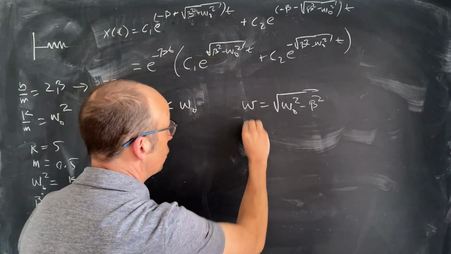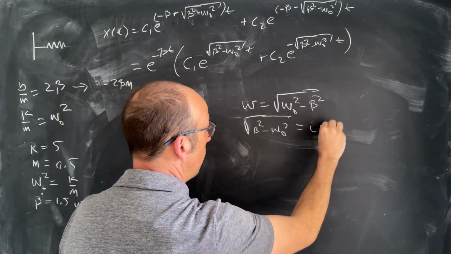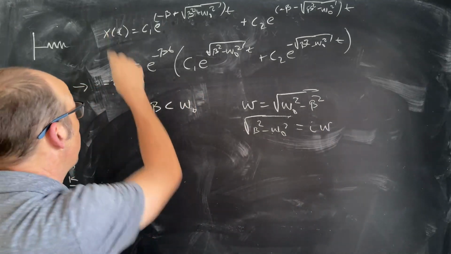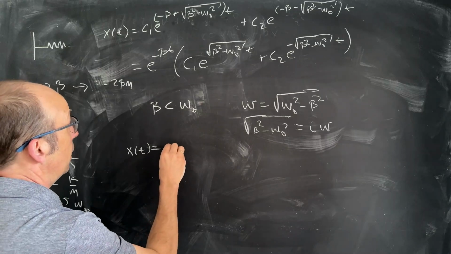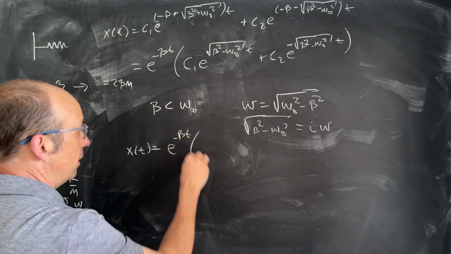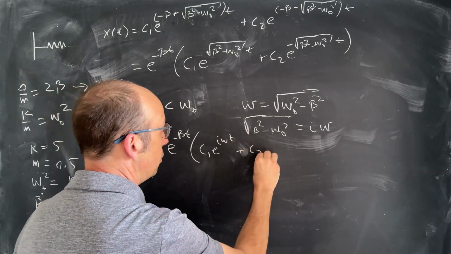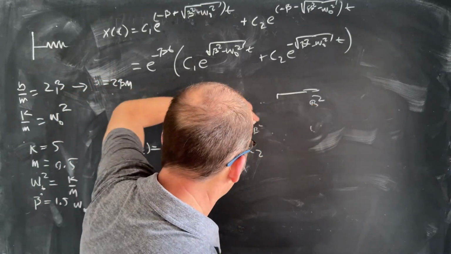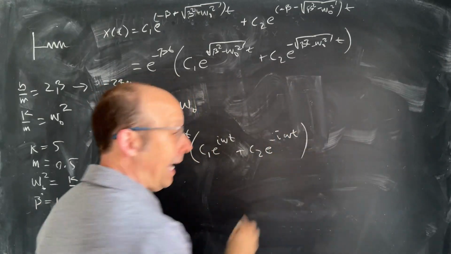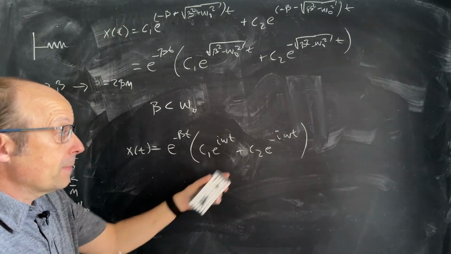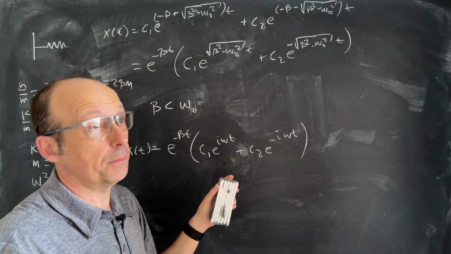In that case, the square root of beta squared minus omega naught squared would be i omega. So now I can rewrite my thing up here as x as a function of t is e to the negative beta t times c1 e to the i omega t plus c2 e to the negative i omega t. And hopefully you see that this is the equation for a simple harmonic oscillator. That's the exponential form of a simple harmonic oscillator.